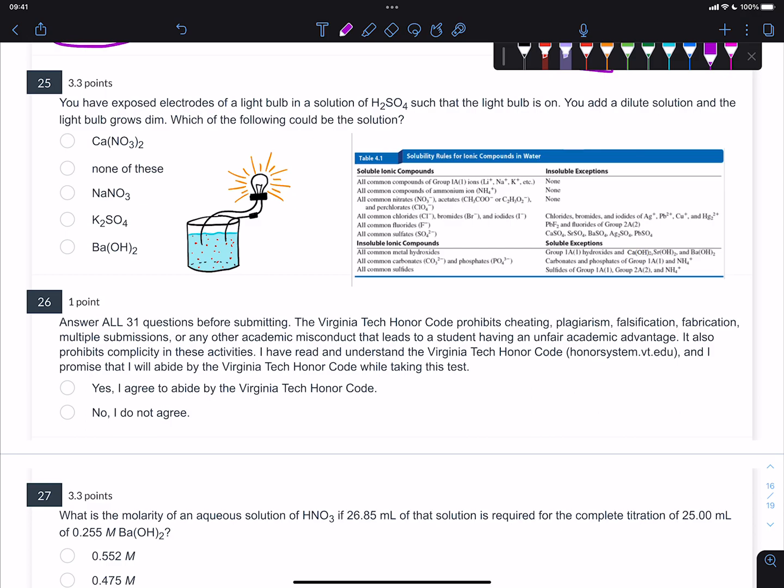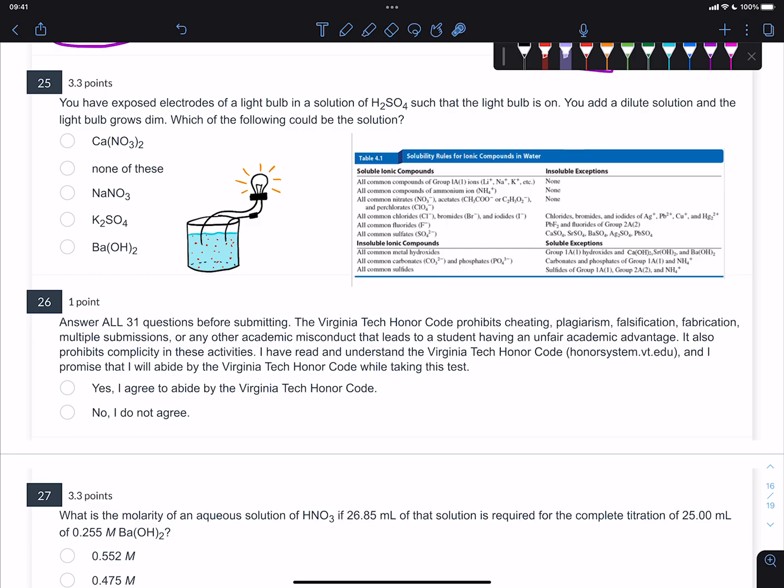For number 25, it says you have exposed electrodes of a light bulb in a solution of sulfuric acid, which is a strong acid, so it's a strong electrolyte, such that the light bulb is on. We know that current will pass through a solution of electrolytes. If you add something and the light bulb gets dimmer, what would possibly be the solution that you added? You can think of it this way. You're adding something that is going to cause the overall number of ions or electrolytes to decrease.